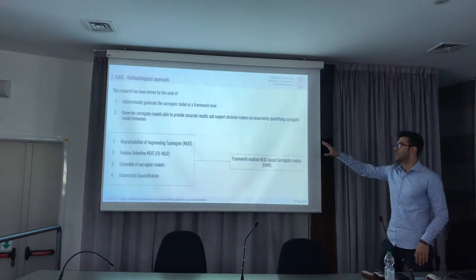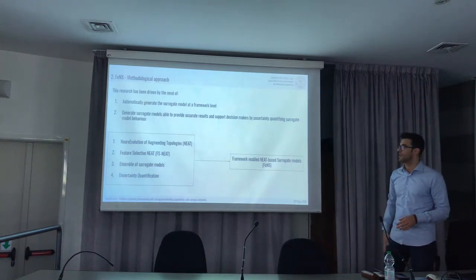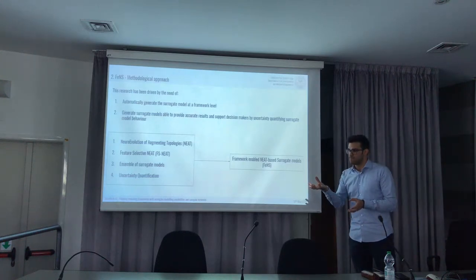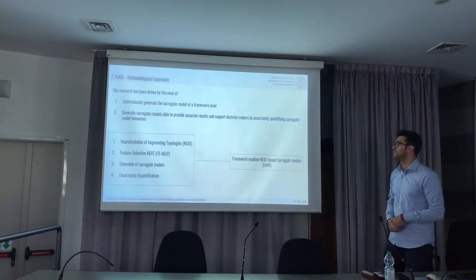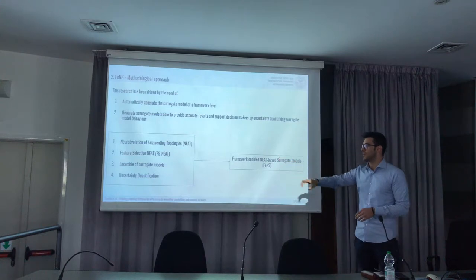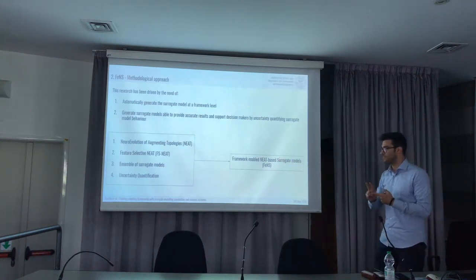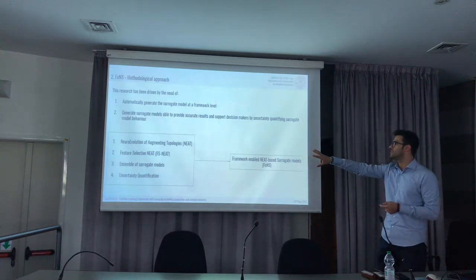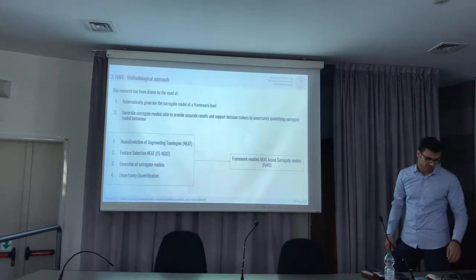So this research has been driven by the idea of automatically generating a surrogate model at the framework level, in a way that we can support the decision-making process, which is always important, by quantifying the surrogate model uncertainty. The methodologies here are neuroevolutionary augmented topology, NEAT, feature selective NEAT, ensemble of surrogate models, and uncertainty quantification. If we package all together, we end up with the framework-enabled NEAT-based surrogate model, FENS.